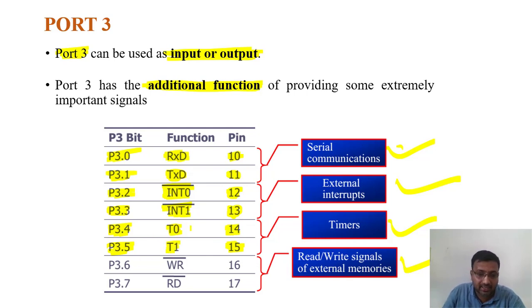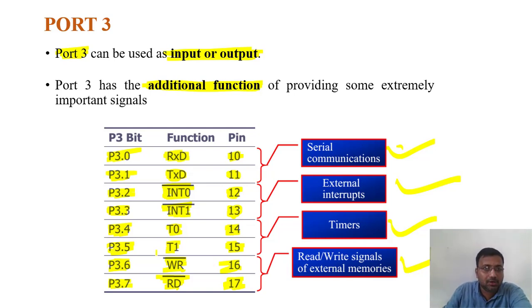Those are reflected here, and those are extra hardware timers. And P3.6 is WR bar, again an active low signal, located at pin number 16. This is used for external memory write. And P3.7 is the last pin of port 3, that is RD bar. Again it is an active low signal, located at pin number 17. It is used for reading data from the external memory.